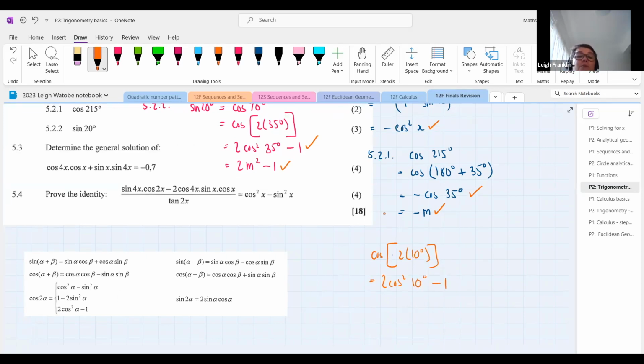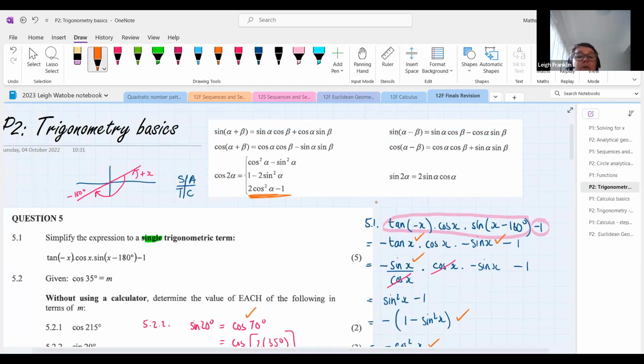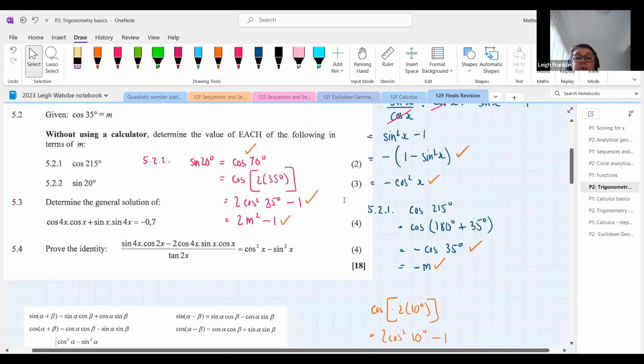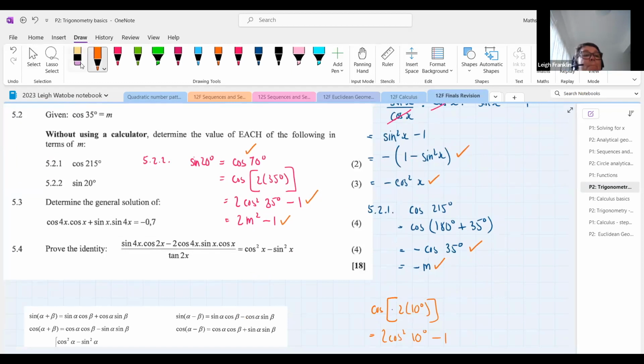So I just did that with my 35. Does that make sense to you? I was just using this formula over here that I'm putting the orange ring around. Does that make sense? So in other words, I'm expanding my double angle, and then I am substituting cos squared 35 with m squared.